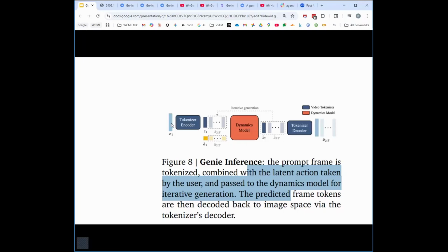So initial starting image, generate a latent space, dynamics model, and an action. The dynamics model generates the next latent space, put that back in, feed that back, generate the next one, et cetera, iterate multiple times. On the output side, taking the latent space and generating images. Fairly straightforward.